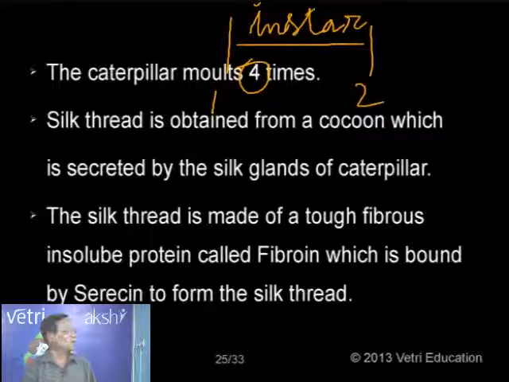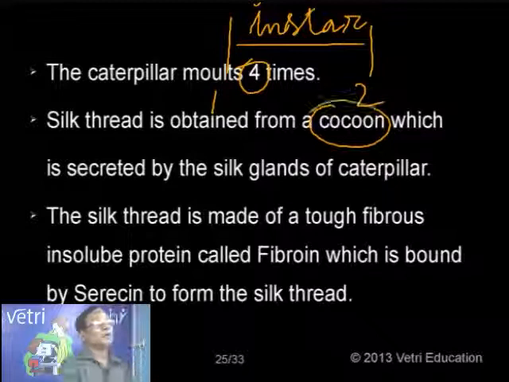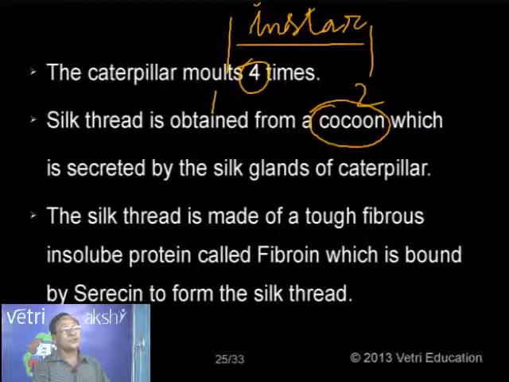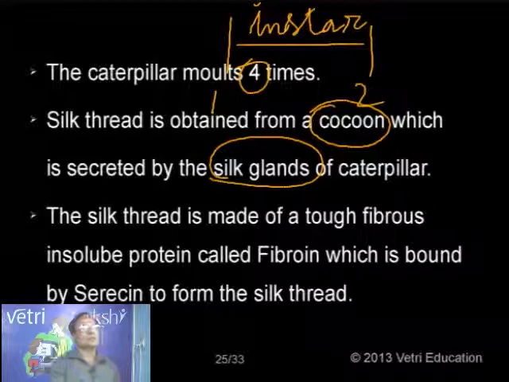Now, we are getting this silk thread. It is normally obtained from the cocoon, which is constructed by the caterpillar using its spinnerets. The silk is normally produced by the silk gland. It is nothing but a secretion of the silk glands, which are modified salivary glands in the caterpillar. So the silk glands secrete the silk.